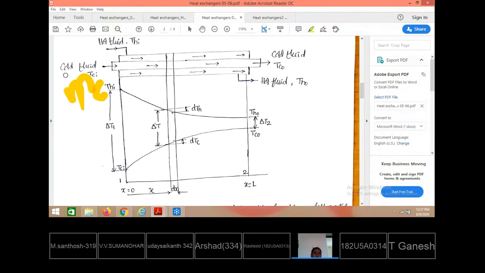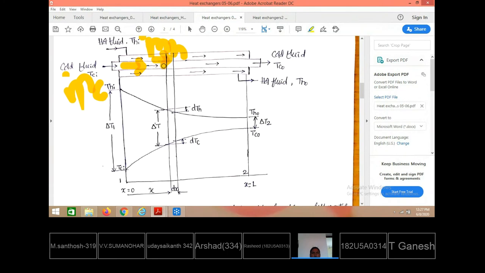So this is the mass flow rate of cold fluid entering, and the mass flow rate of hot fluid entering is MH dot. With this mass flow rate, it is entering from the annular space. Annular space means the space between the innermost tube and the outermost tube. Both fluids are allowed to flow in the same direction. Cold fluid in whichever direction it is flowing, in the same direction hot fluid is also allowed to flow. So this is what we call a parallel flow heat exchanger.